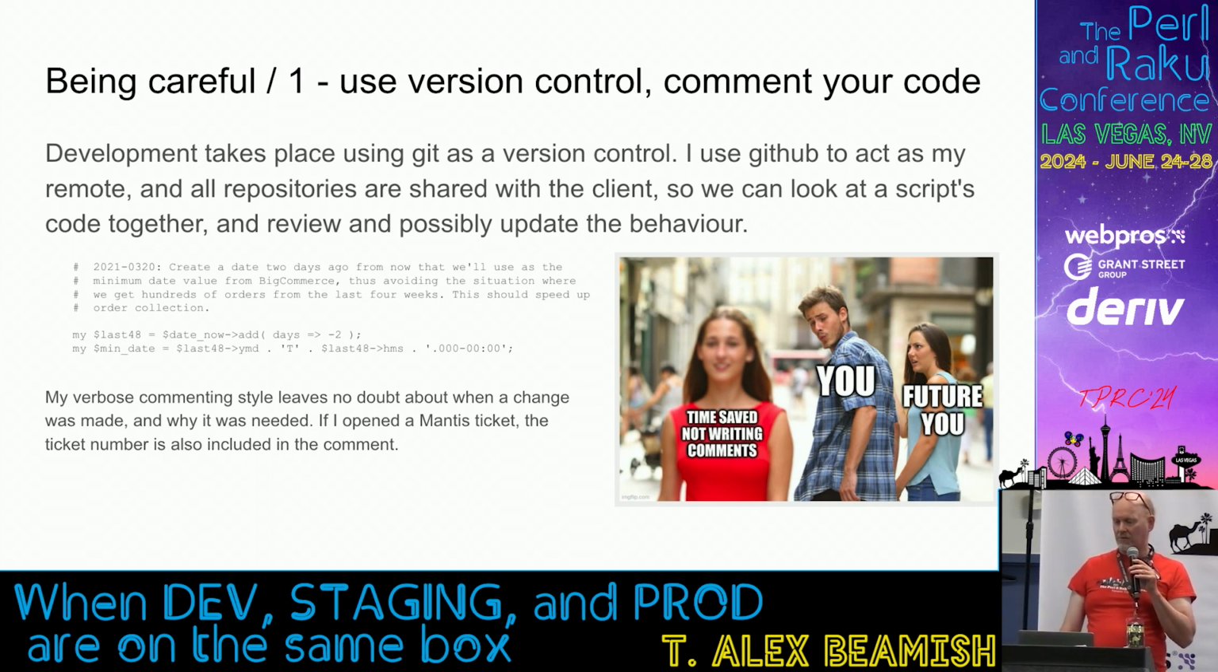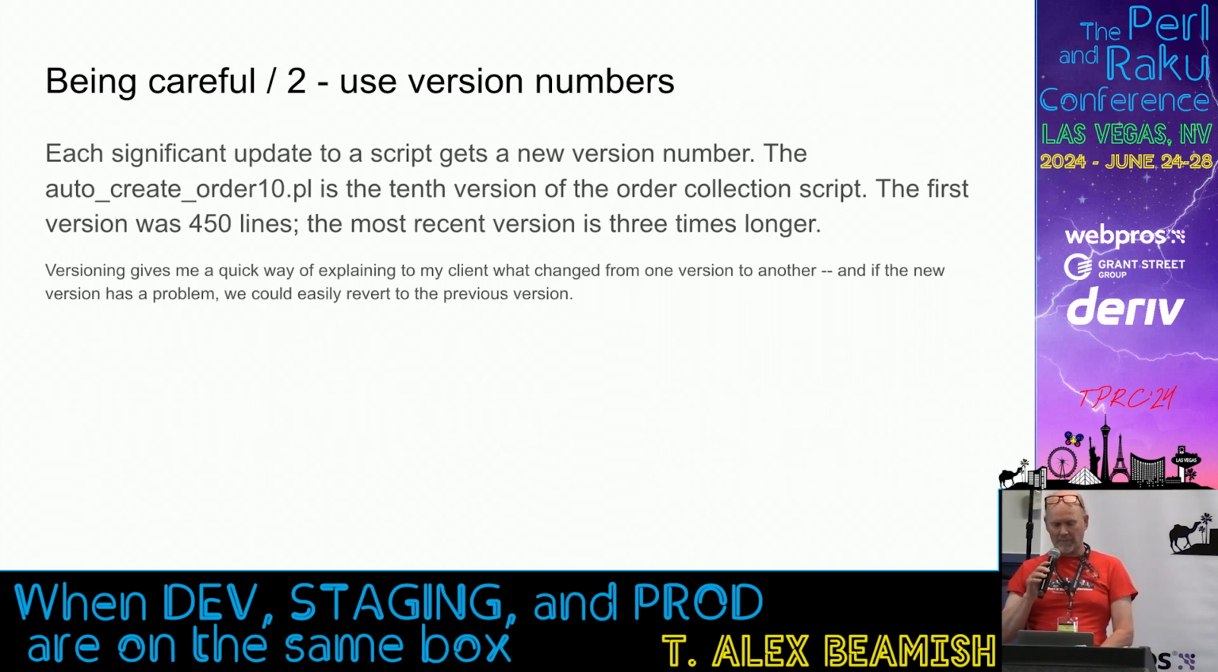So, the obvious one that I'm sure everybody uses is use version control and comment your code. And it's maybe a little hard to see on the screen, but the comment there has got a date and then a comment over just those 2 lines of code, because I like to have as much information for myself as possible.